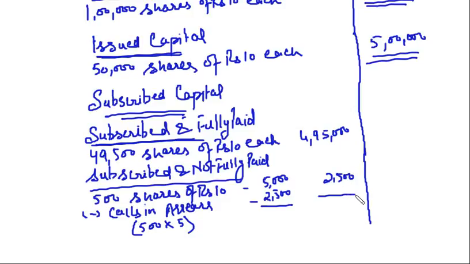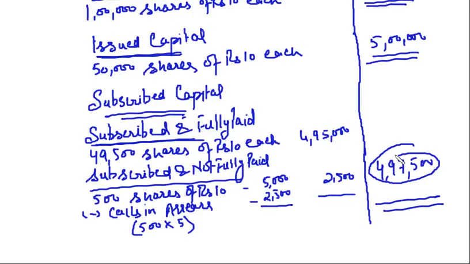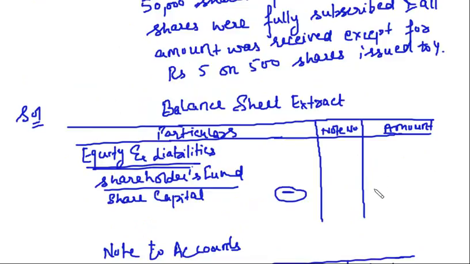So how much is the subscribed capital? 4,95,000 plus 2,500. This comes to 4,97,500. So this is the actual amount that we have received from the shareholders. On 500 shares, rupees 5 is pending, 2,500 is pending. So out of 5 lakh, if you remove 2,500, what you have received is 4,97,500. So this is the amount that we carry to balance sheet. Here I will say share capital as 4,97,500. Clear?